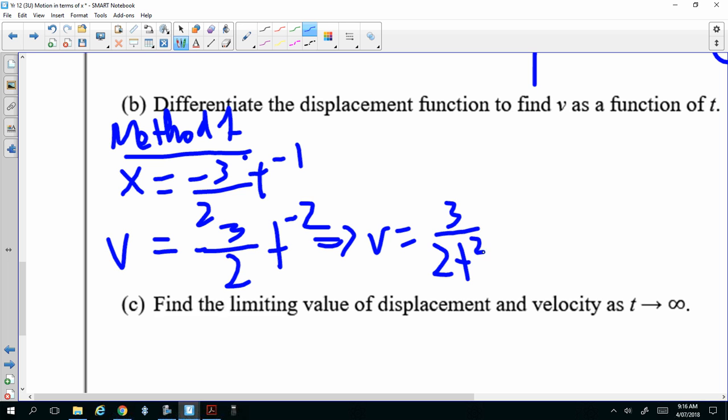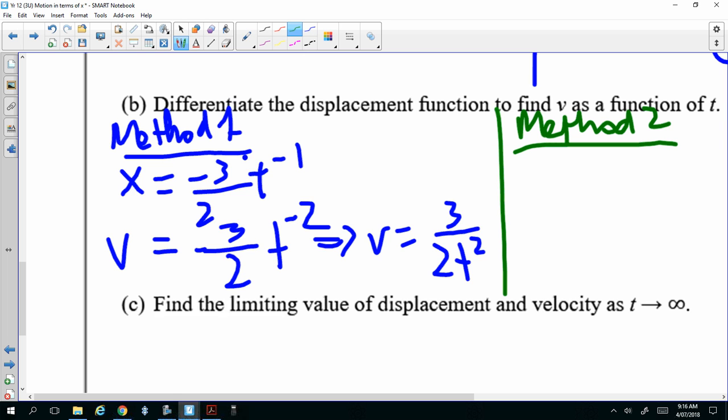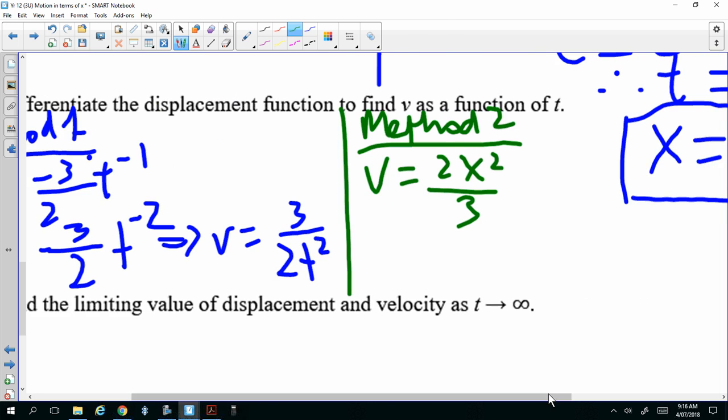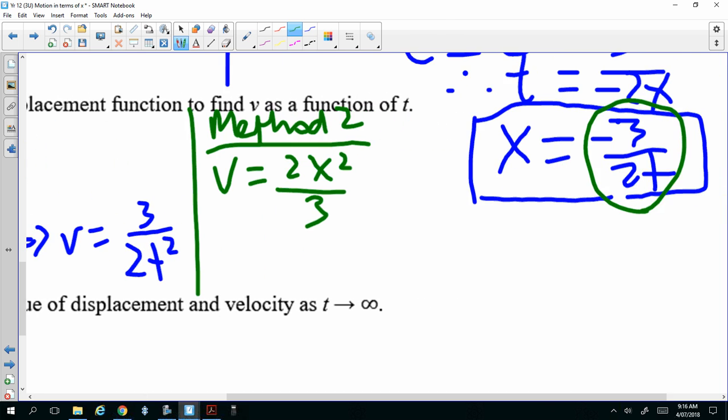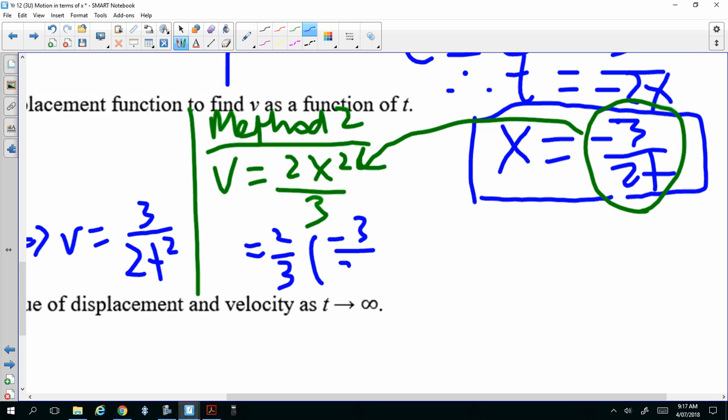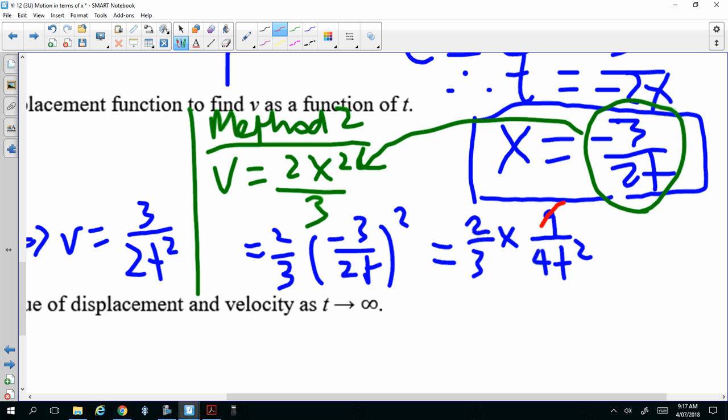Or you can do method 2. You don't have to differentiate because we already know that v equals 2x squared, which may be a bit harder this way. Then you substitute in x. So you get 2 over 3 times negative 3 over 2t, squared. If you square it, you get 2 over 3 times 9 over 4t squared. The 9 and 3 cancel, the 2s cancel, and you get 3 over 2t squared, which is the same thing. So they are both the same.